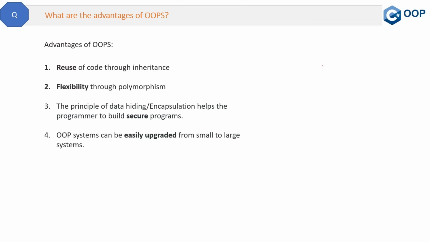Next advantage is OOPS system can be easily upgraded from small to large systems. Meaning, if you are following OOPS, then you can add more and more functionalities in your application easily in future, which is good for big and enterprise level application. Last advantage is modularity.